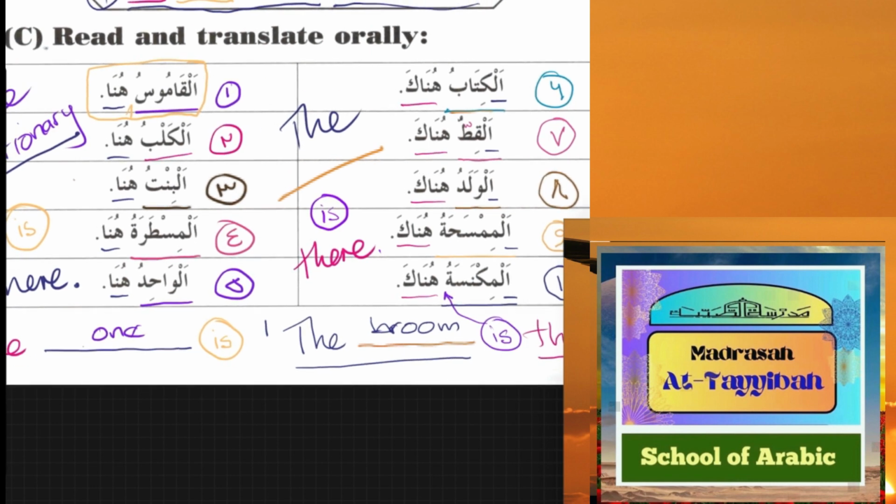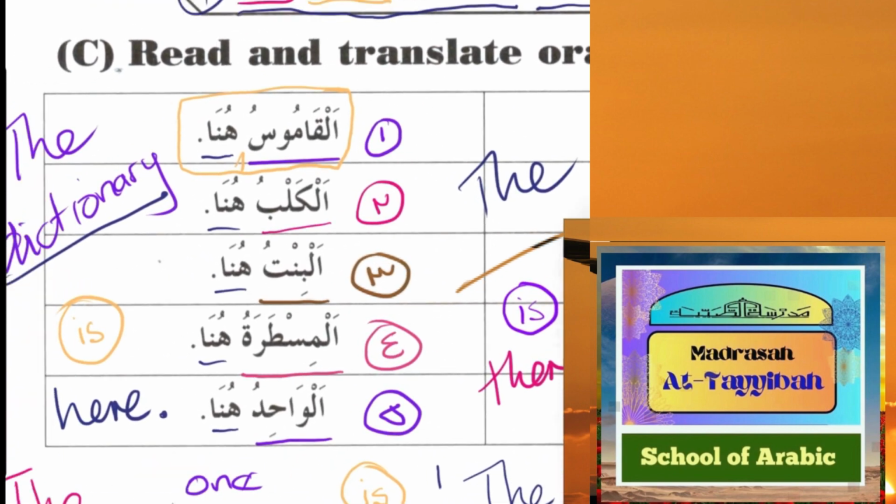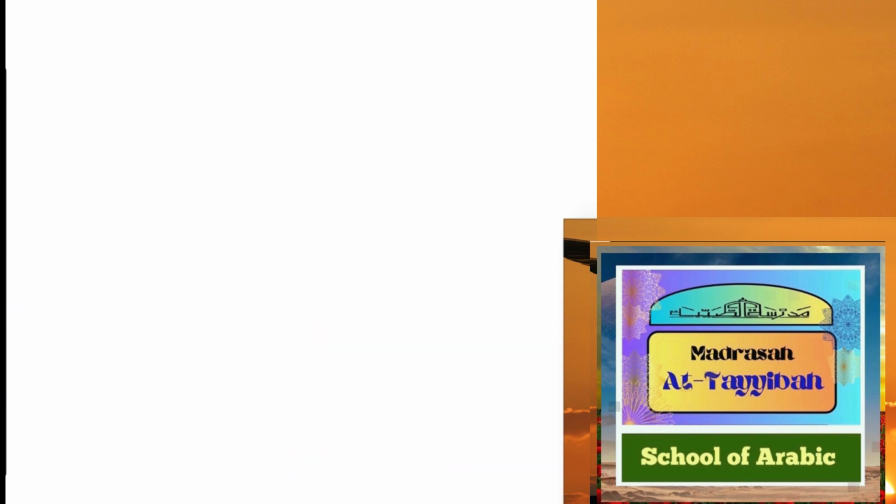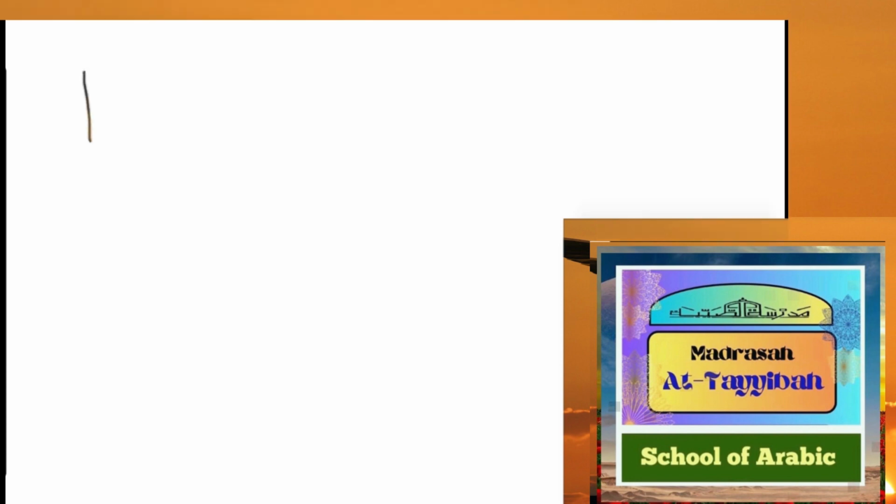One last thing, if you look at all these sentences, you will see the first word. As we said, they all start with al, right? And they all end with u. Al-qamusu, al-kalbu, al-bintu, al-mistaratu, al-wahidu, and the others as well, all starting with al, al-waladu, al-mimsahatu, al-miknasatu.